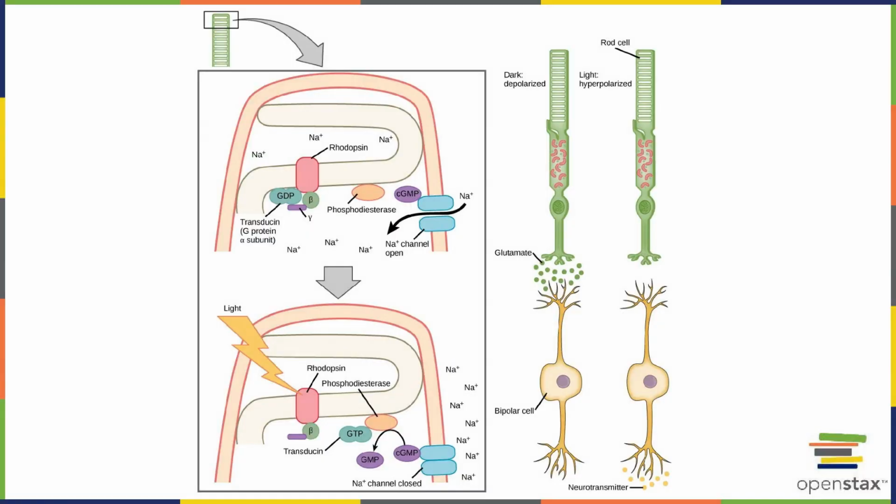Activated transducin stimulates the enzyme phosphodiesterase, which breaks down the second messenger cyclic GMP. As cyclic GMP levels fall, the cyclic nucleotide-gated ion channels in the photoreceptor close. This causes hyperpolarization, meaning the membrane potential becomes more negative. As a result, the photoreceptor releases less neurotransmitter onto the bipolar cells.